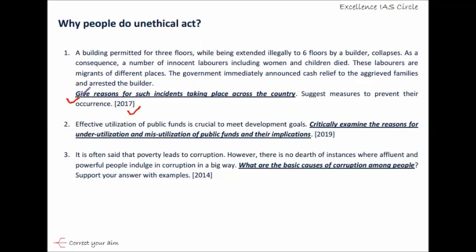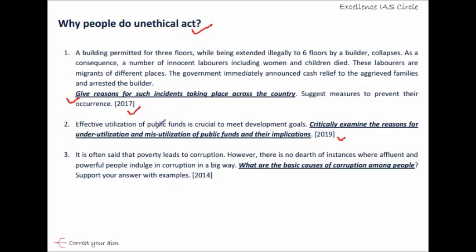Now, this is something which is both unethical and illegal to do. I'm just showing you in what form they ask again and again, repeatedly, in a roundabout manner, this simple question: why do people do unethical acts? If you understand the reasoning behind this, then answering any question asked in any manner, in any fashion, will be a piece of cake for you.